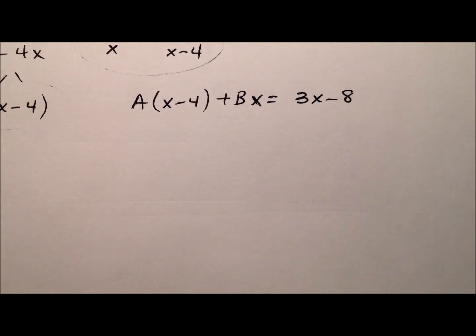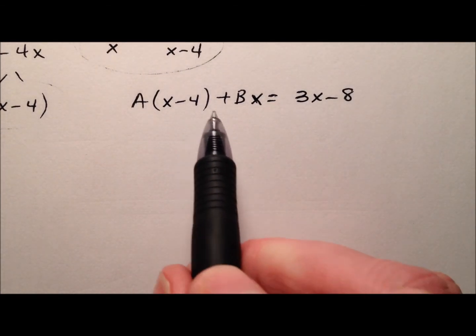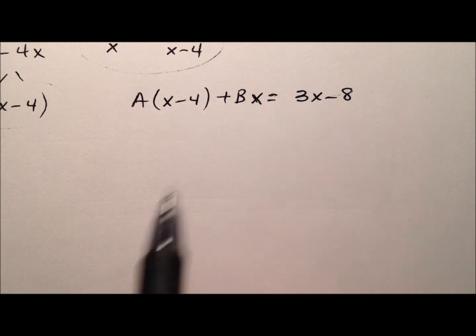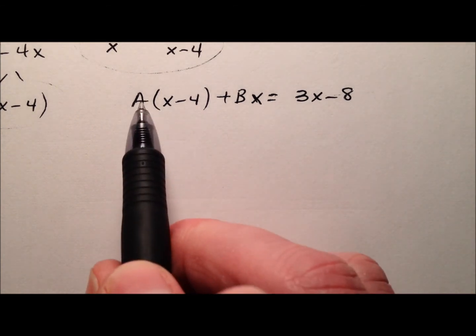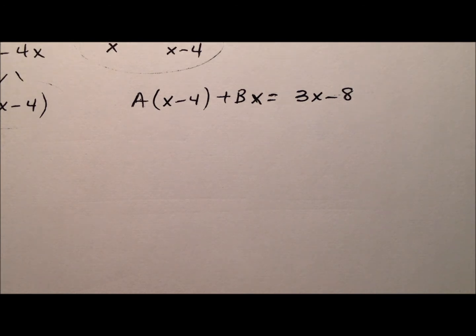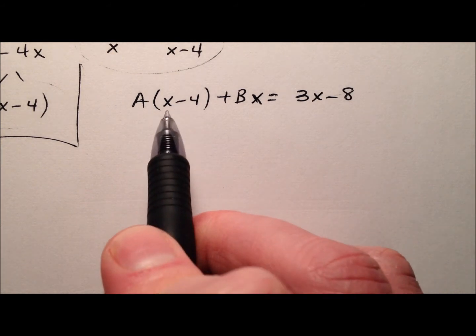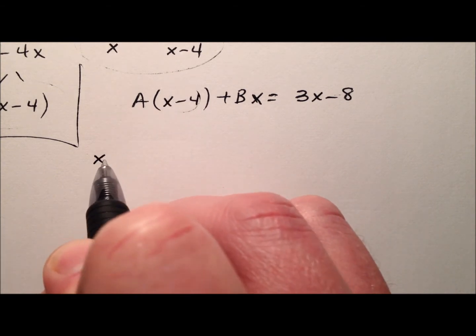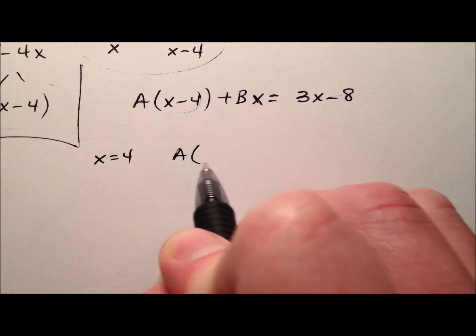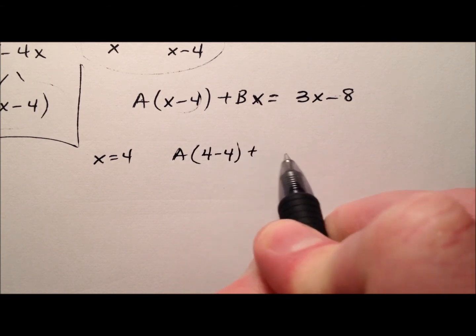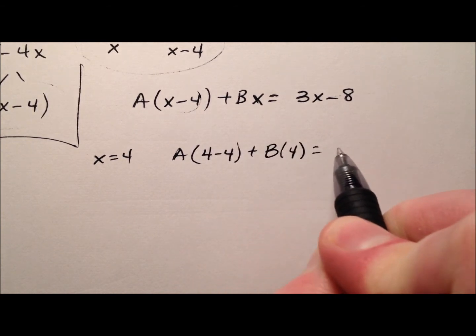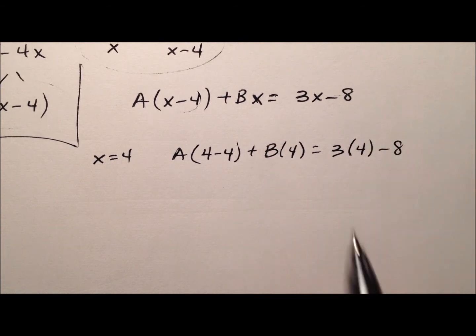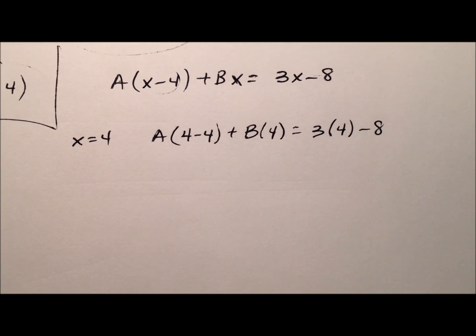Okay, so let's work some of this little math magic here. So this single equation has three unknown values, and I need to find out what A and B are. So I'm going to substitute a couple of values of x to suit my needs here. It looks like I can make A go away if I substitute 4 for x. So x equals 4, so it makes A times 4 minus 4 plus B times 4 equals 3 times 4 minus 8. So I just plugged in 4 for all my x's.